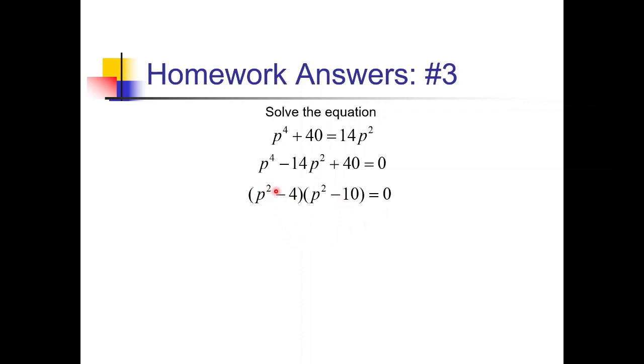If p squared minus 4 equals 0, that means I can write p squared equals 4, if I were to add the 4 to the other side. And then if I square root both sides, I have p equals plus or minus 2. For this one, I can write p squared equals 10. So then p equals plus or minus square root of 10.